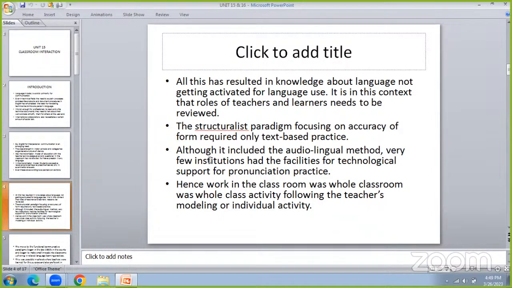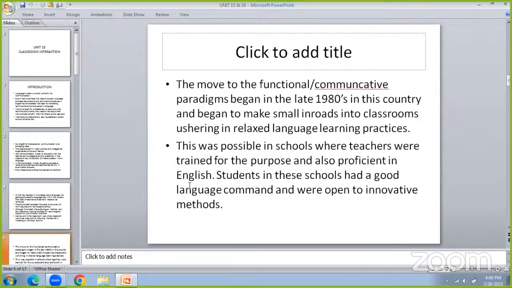So structuralists are like the structure of the language. So there's a spelling error in my slide, the communicative one, an error is there. Let me check. So that's one thing, guys.